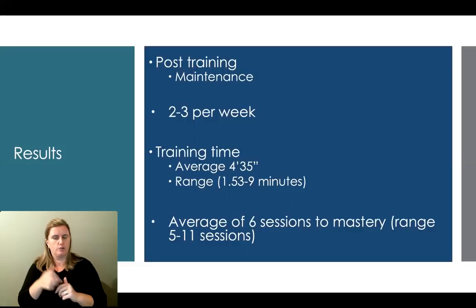So not only did we see effective implementation, optimal levels of implementation fidelity, during training and post-training, but training time was also a significant factor. On average, training sessions lasted, across participants, 4 minutes and 35 seconds, with a range of 1 minute to 9 minutes of training. The average number of sessions to reach mastery was 6, between 5 and 11, which I already mentioned.